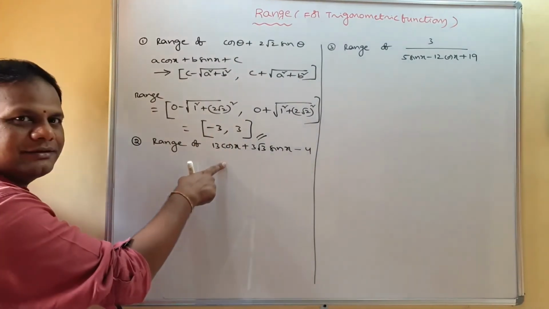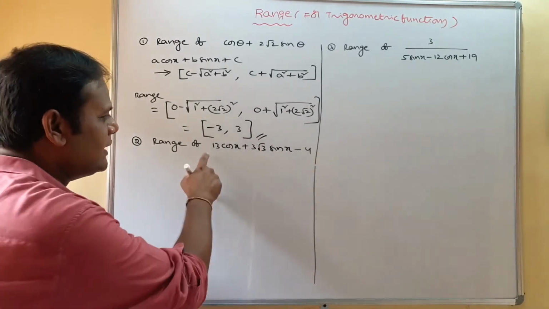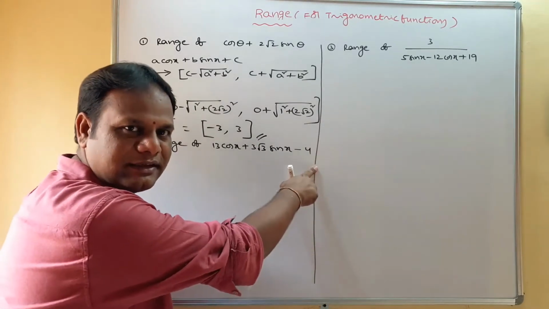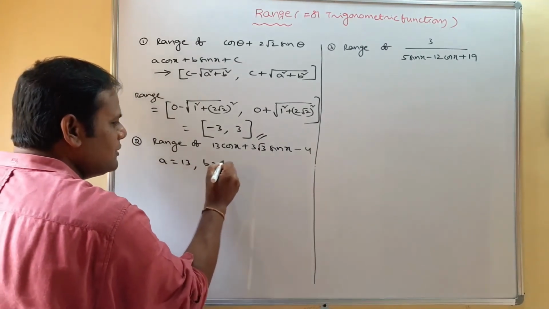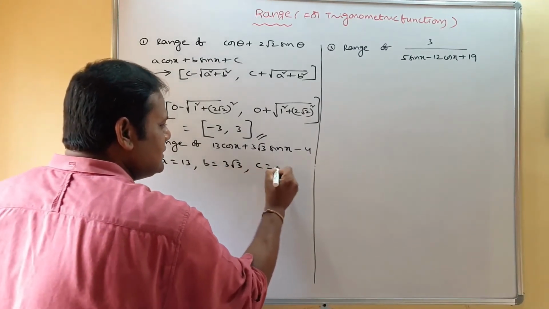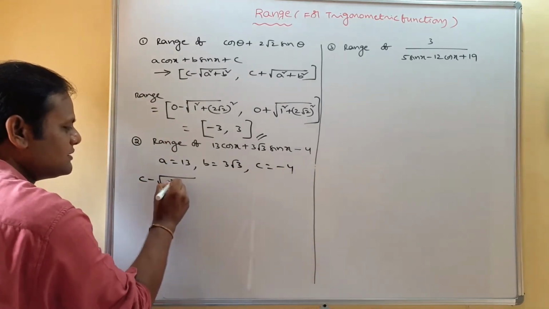Coming to this, you have to find the range of this function. It is also like a cos x plus b sin x plus c. So here what is a? 13. What is b? It is 3 root 3. What is c? It is minus 4. You find c minus root a square plus b square first.